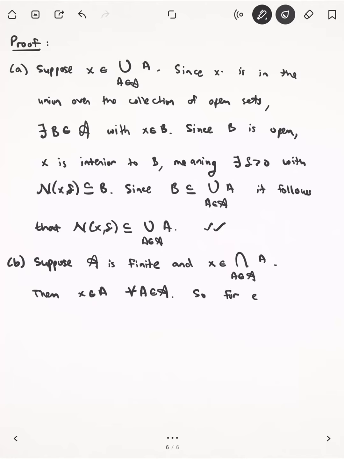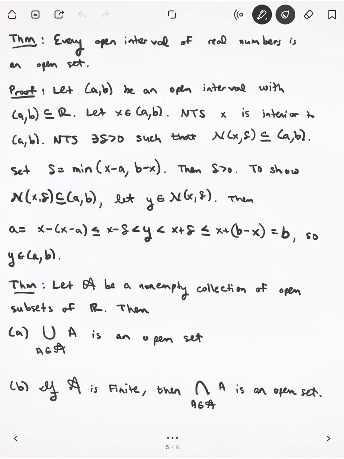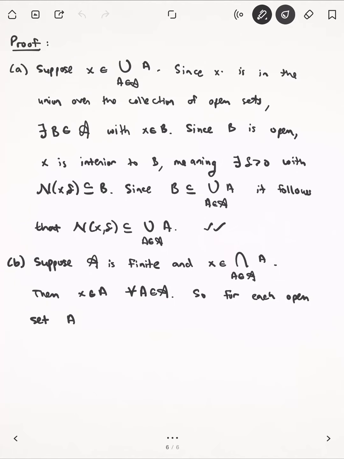So for each open set A, and just let me remind you, A is a non-empty collection of open subsets of R. Okay, so each A in the collection is an open set. So for each open set A, there exists a delta sub A greater than 0 with the delta A neighborhood of X being contained within that A.